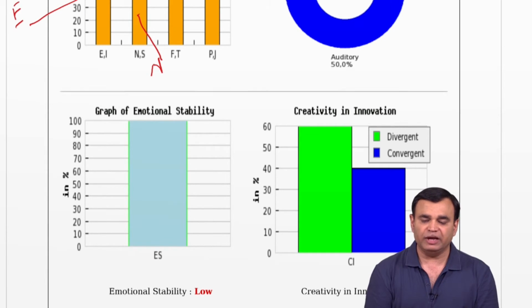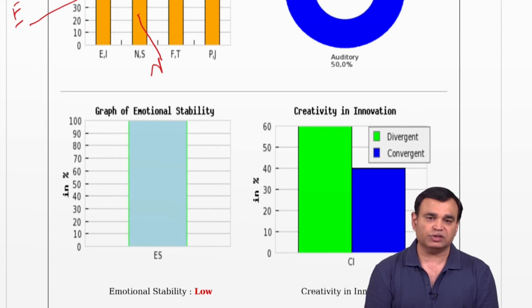And then you have creativity and innovation, which is indicated by divergent or convergent. So here you have divergent creativity, which means you have the ability to come up with multiple solutions for a given problem in a short time, and convergent means you have the ability to select between given choices. These are two different lines and they are both contributing to creativity.